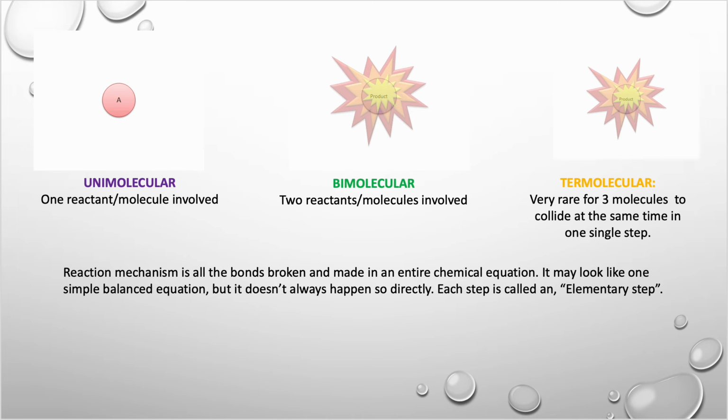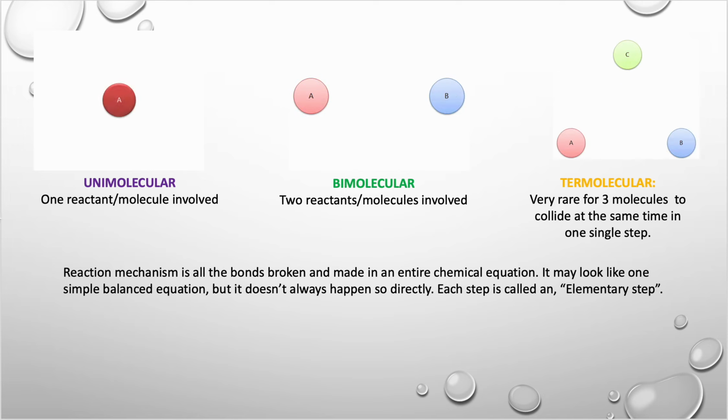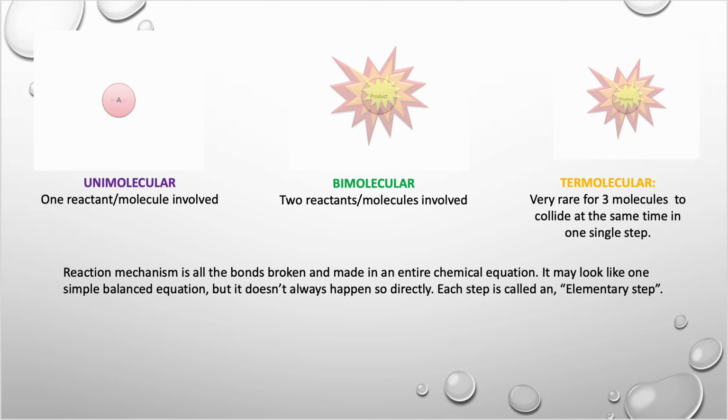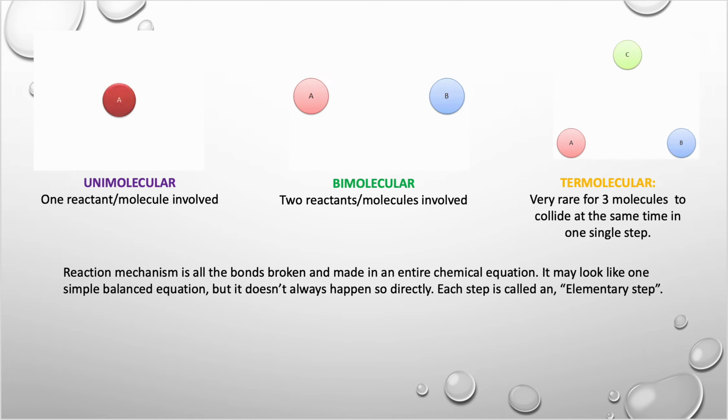So elementary steps or any kind of reaction can either be unimolecular. This would be a molecule that just decomposed and it involves only one molecule. It can be bimolecular, in which two molecules are going to collide with one another. And please remember that it can be any two molecules. They can be different. They can also be the same. The point is that they are just going to be two.